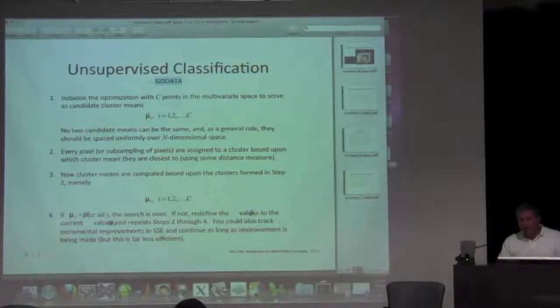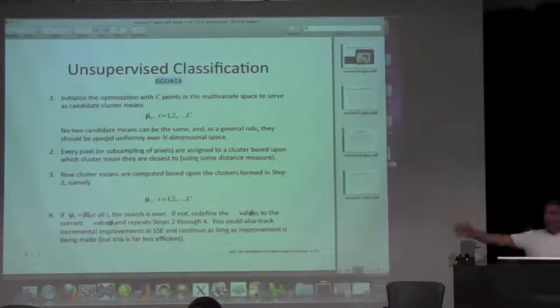So the original isodata paper suggested that you randomly pick these points. I'm going to strongly encourage you never to do that, and that you should pick random points out of your scene as initial cluster points. So no two candidate means can be the same. You want to make sure you have C unique points. And in general, they should be distributed over the scene. You don't want them all clustered in one area. You don't want to pick 10 grass pixels randomly.